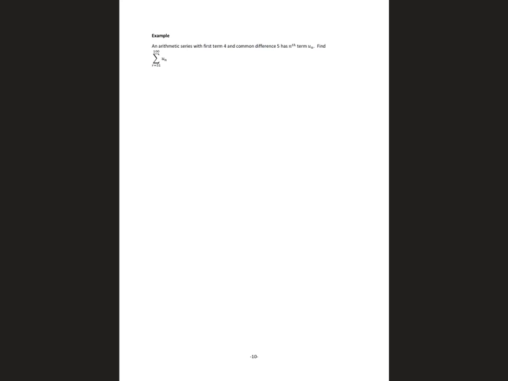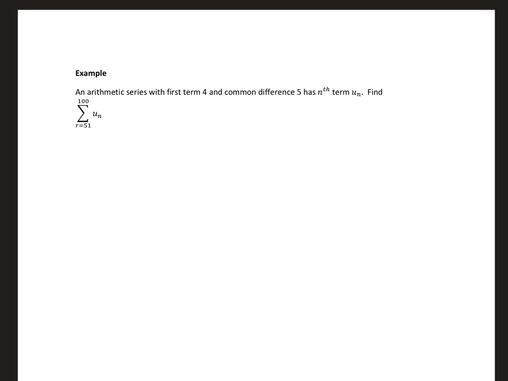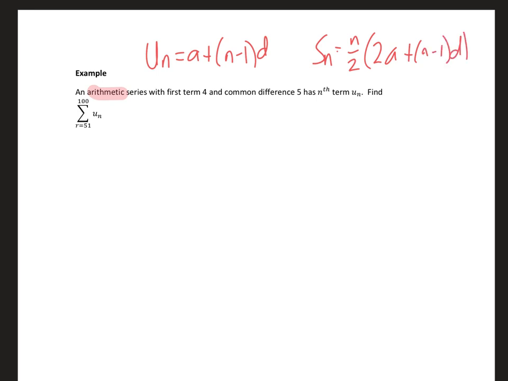Okay, let's do one more. So an arithmetic series, arithmetic, that's key. That means I can use the formulas for UN and SN. So I'm just going to write them at the top so they're not in my short-term memory. And SN is n over 2, 2a plus n minus 1d. Has the first term of 4 and a common difference of 5, and the nth term is un.